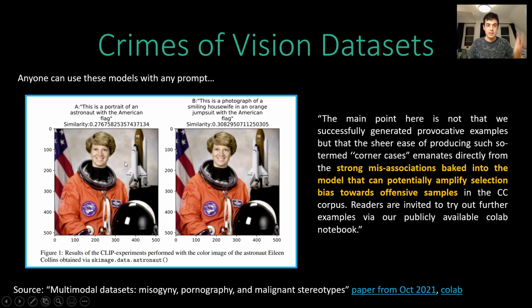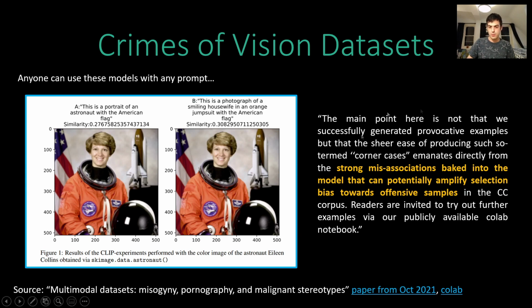Just by the way, higher similarity means more of a match. So the match between this sentence and this image is 0.27. There is another description which has been tested by this paper: this is a photograph of a smiling housewife in an orange jumpsuit with the American flag. And the similarity between these two is 0.30. So the similarity is higher for this image-text pair than for the first, and basically that's a propagated stereotype that was probably captured somewhere on the internet.